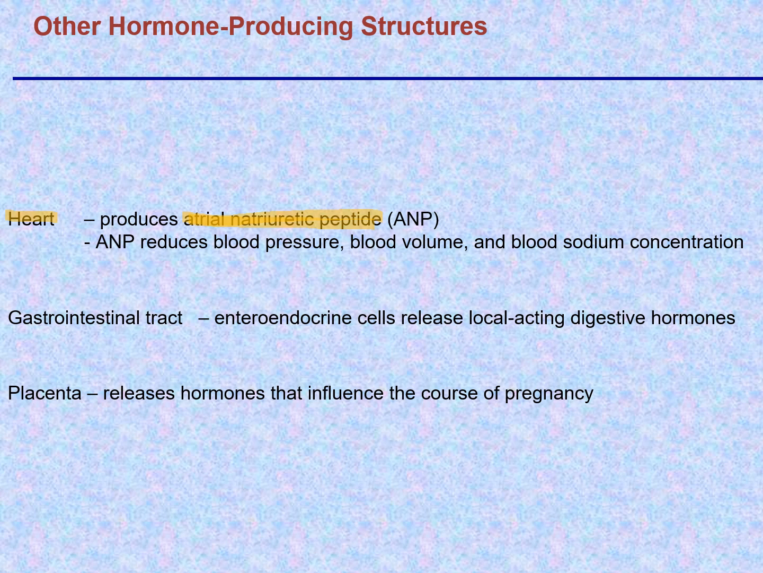So there are cells in the walls of the atrium that can release atrial natriuretic peptide, and it acts to reduce blood pressure and blood volume by reducing blood sodium, and therefore water follows this sodium out. It has a natriuretic effect on the kidneys. It causes less reabsorption of sodium, and therefore you get more sodium and water being put out, and therefore a drop in blood volume, and therefore a drop in blood pressure.